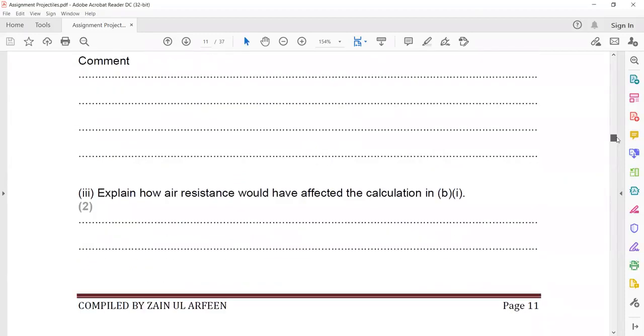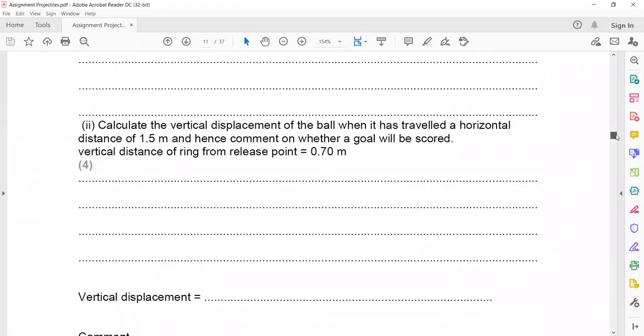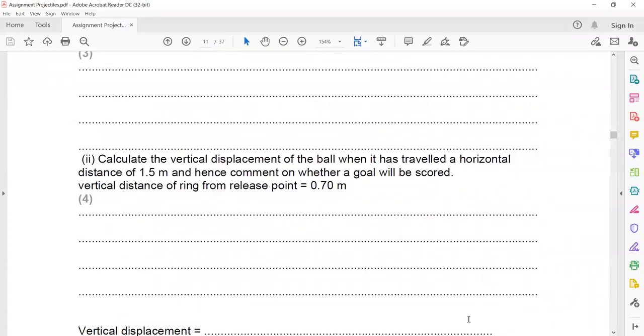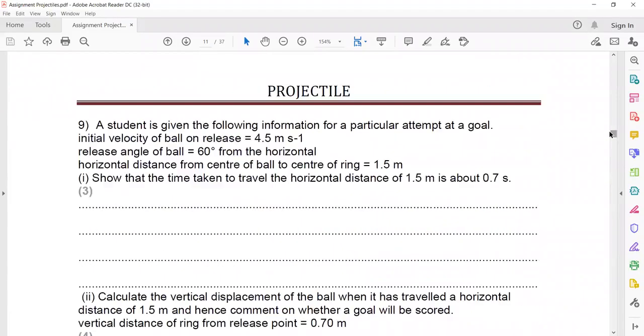Explain how air resistance would affect the calculation in B1. B1 is show that the time is 0.67. The horizontal component will decrease, so the calculated value of the time will increase. Because in B1 we calculated the time, and speed is distance over time. If there is air resistance, the speed will decrease. If distance is constant, the time will increase. So it will take a longer time to reach 1.5 meters.